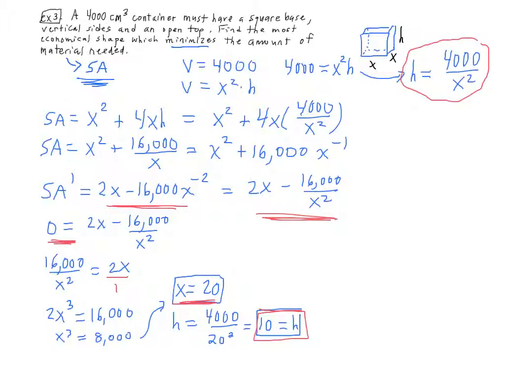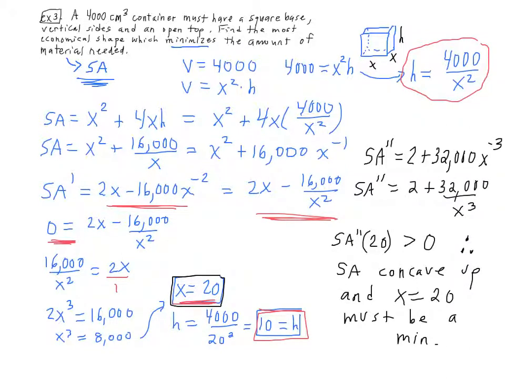Now, don't forget, we have to confirm that x equals 20 really is a min. So let's use the second derivative to do that. Take a moment, find your second derivative, plug 20 into it, and go through that same process to prove that it really is a min. So here's what that would look like.